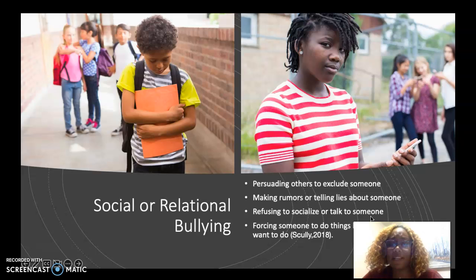The next form of bullying is social bullying. With social bullying, children are persuading others to exclude another child. So if there's a child that's kind of shy, timid, doesn't really talk, and there is another child excluding them and saying, let's not talk to Susan. We don't like her. That's not tolerated in the classroom. That's a form of bullying.